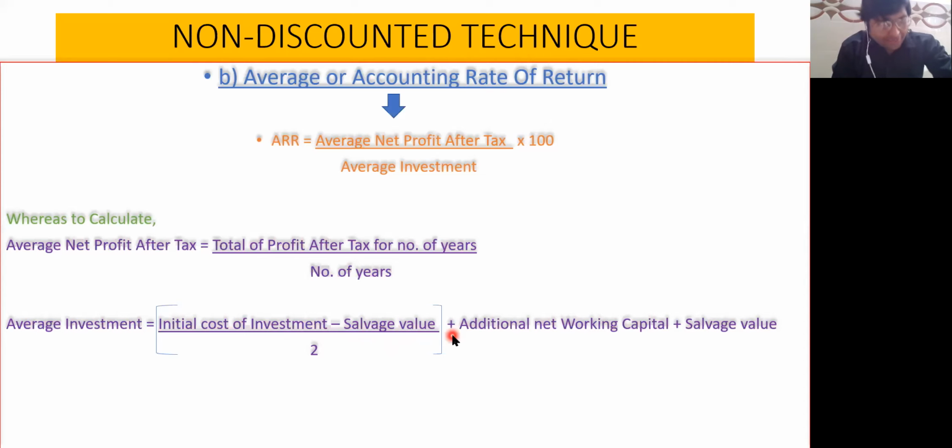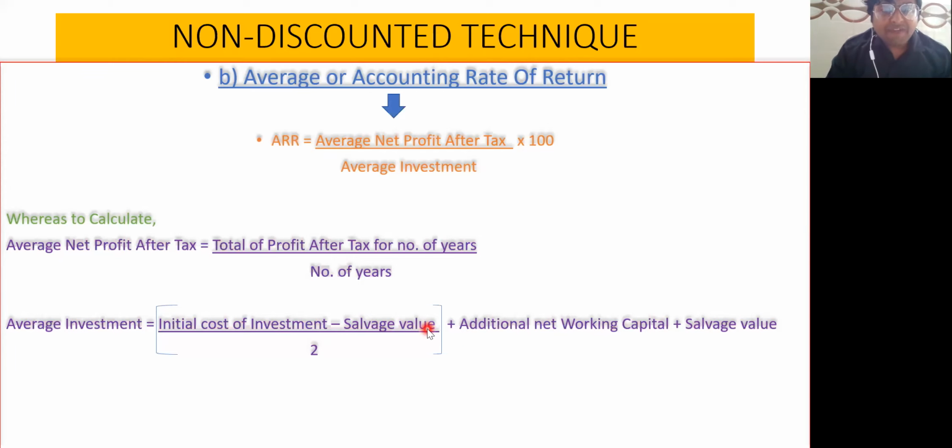After that, for getting this average investment, what do you have to add back? Additional net working capital. Whatever additional net working capital is there, that you have to add back. And your salvage value, which you have deducted for getting the average, that is also added back. So this is the normal formula, but you have to remember it because many students make mistakes in this. Right? Clear? So they write only these things. Forget to write this. So if you forget to add this, your marks will be gone. Right? So average investment, simple.